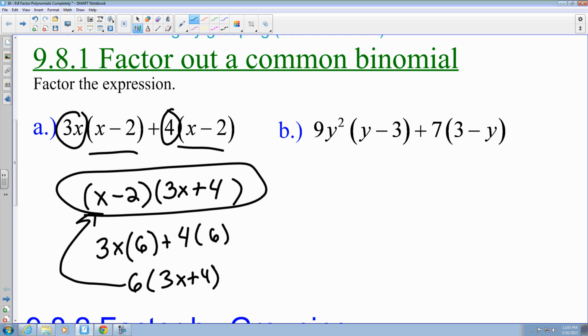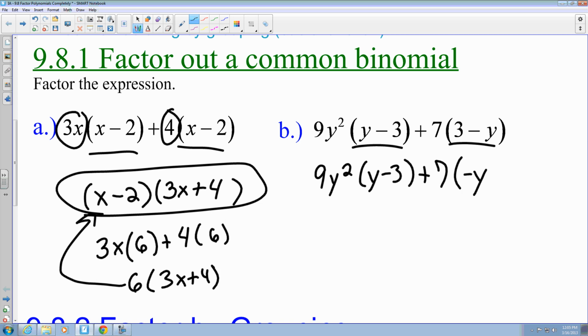So for B, I got an almost common factor, which is 3. I got y minus 3, and then I got 3 minus y. So what I'm going to do here is rewrite this. I'm going to go 9y squared times y minus 3 plus, I'm not going to do anything with changing the signs, all I'm going to do is just rewrite. So I got negative y plus 3.